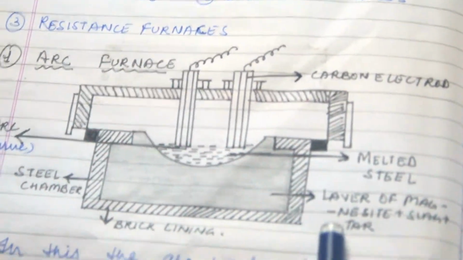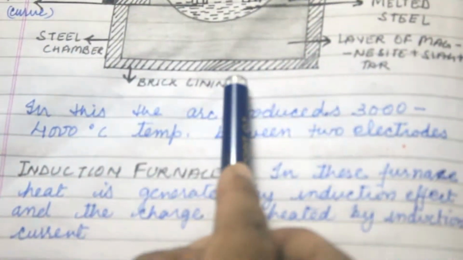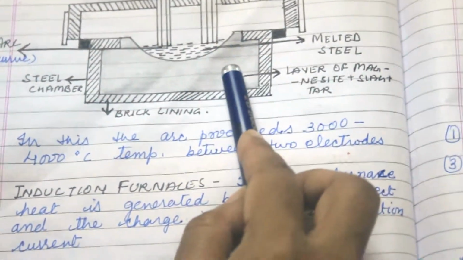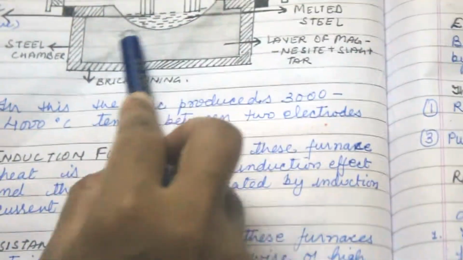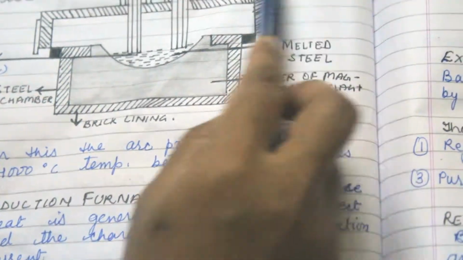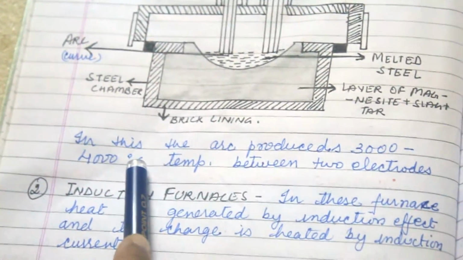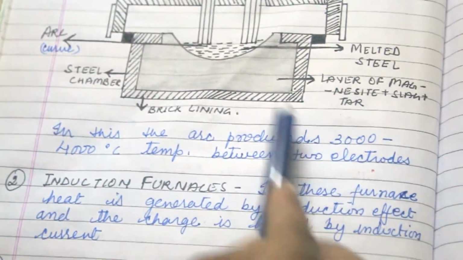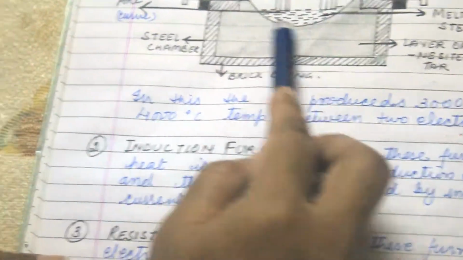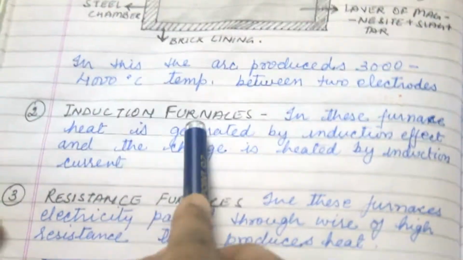This is the arc furnace. It is made up of a steel chamber and brick lining. A layer of magnesite, slag and tar is present here. It has melted steel and a carbon electrode. In this, the arc produces 3000 to 4000 degrees temperature between two electrodes, and in this way the metal is purified. Now next is the induction furnace.